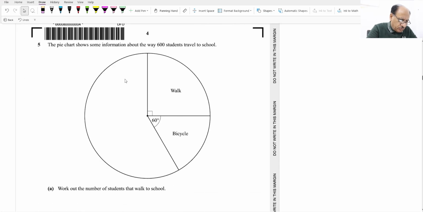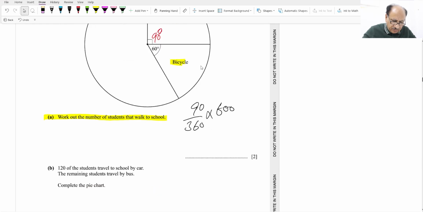Now question number 5, and question number 5 is a pie chart. They're saying the pie chart shows some information about the way 600 students travel to school. This is the walk portion, this is bicycle, and they say work out the number of students that walk to school. So the walk to school angle is 90 degrees. They are representing this 90 degrees. So 90 will be the quarter. So we can take the angle as 90. So 90 over 360, and this will be multiplied by 600, which is the total number of students, and we will get the number of students.